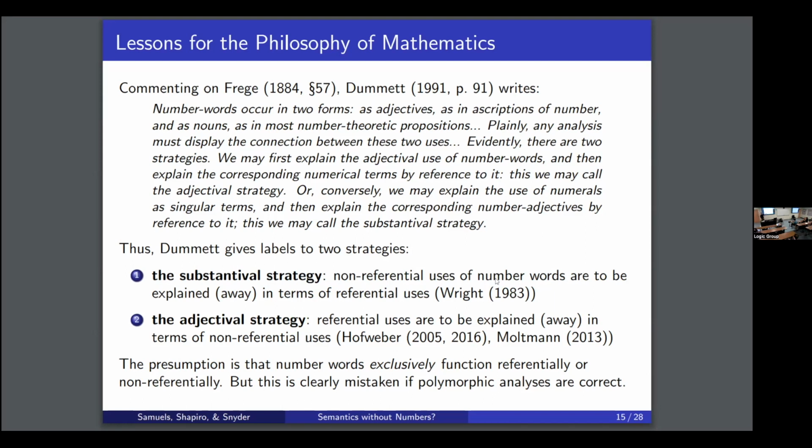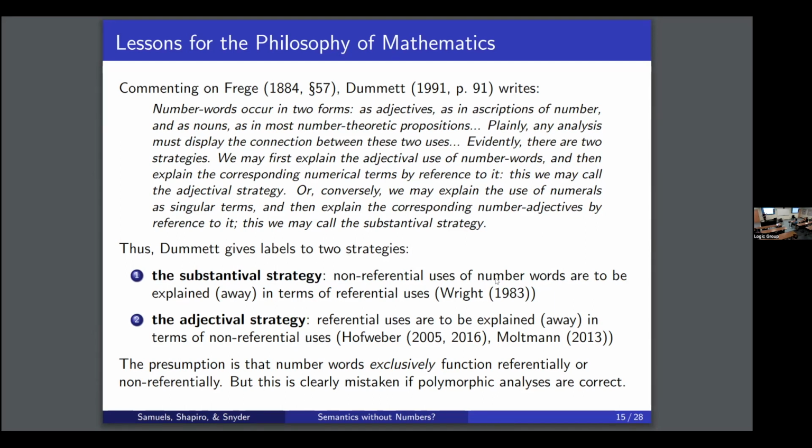The adjectival strategy has been defended by at least a few different philosophers, at least with respect to some cases. Again, probably the most extensive defender of the adjectival strategy is Thomas Hofstadter. Here's the important thing. The presumption is that number words exclusively function either referentially or non-referentially, hence the existence of 2, count them, strategies, right?